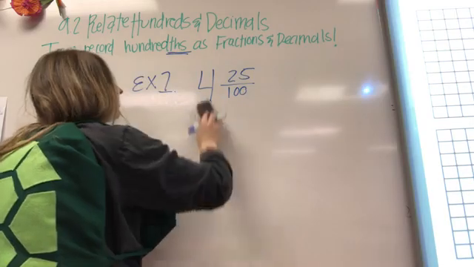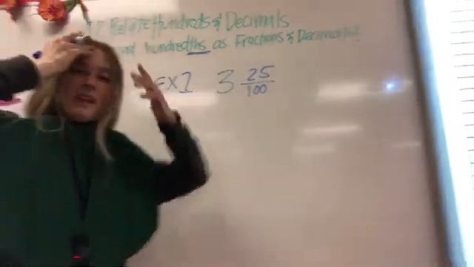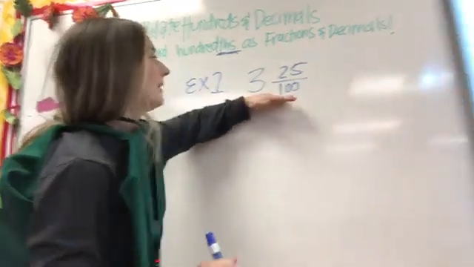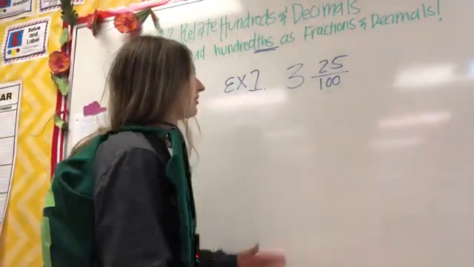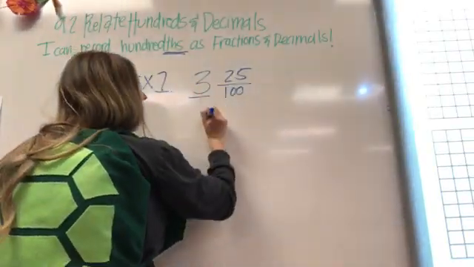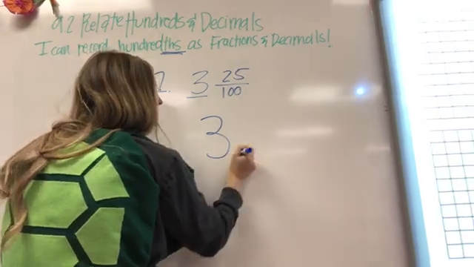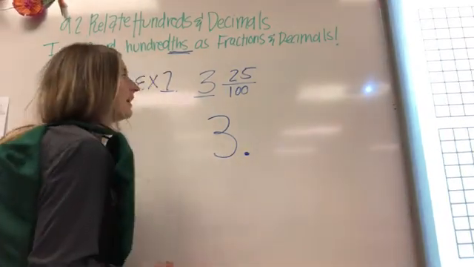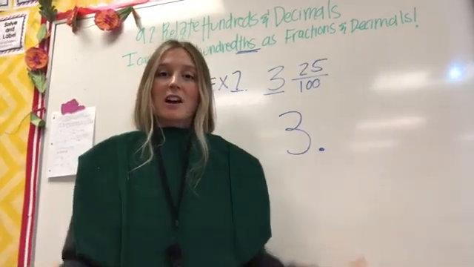Actually, let's do 3 and 25 over 100. Okay? How could we take this number and write it as a decimal? Well, let's just think about it. 3 is a whole number, so let's write a big 3. And then this is going to be our decimal, so let's put our decimal place in. And then it's over 100th, so we just put the 25 in the 100th place.